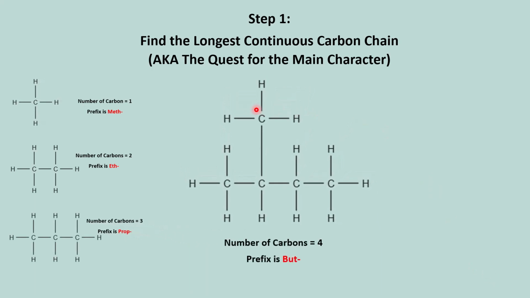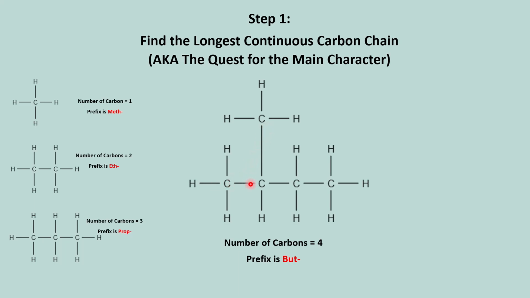If you take a very close look at this organic compound, there are 5 carbons here: 1, 2, 3, 4, 5. But the number of carbons in the longest continuous chain is 4. Why 4? There are 3 different chains in this single organic compound. This is the first obvious chain. Then we have this as the second obvious chain. And this as a third obvious chain. But which of them is the longest?